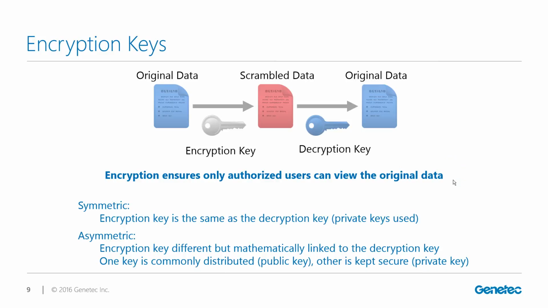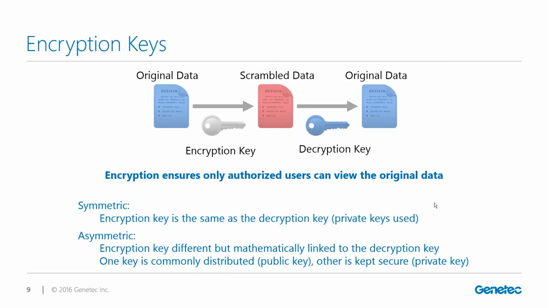Now what this is used for is basically, it means that only authorized users can view this original data. So if anybody takes a look at it while it's in transit, or while it's scrambled and stored on a device, they won't be able to directly see it unless they actually have this decryption key.